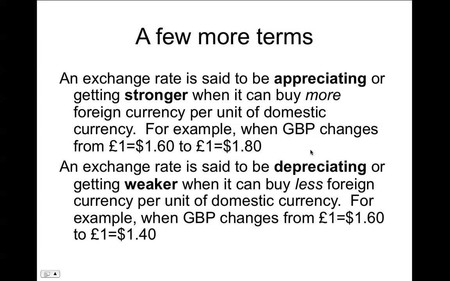A few more terms that are worth knowing is that an exchange rate is said to be appreciating if it's getting stronger, when it can buy more foreign currency per unit of domestic currency. So for example, if the pound goes from $1.60 to $1.80, we would say that it's appreciating, whereas if an exchange rate is depreciating, it's getting weaker because it can buy less of that foreign currency per unit. And so when the pound goes from $1.60 to $1.40, we would say it's depreciating.